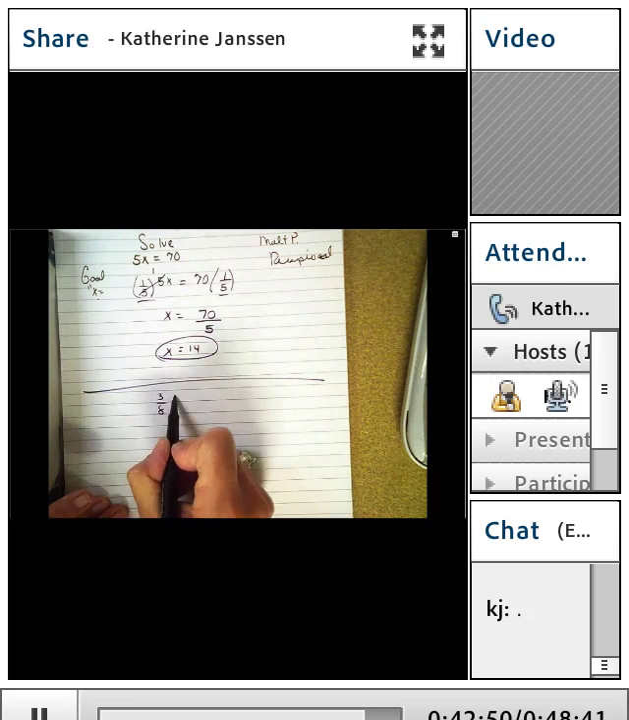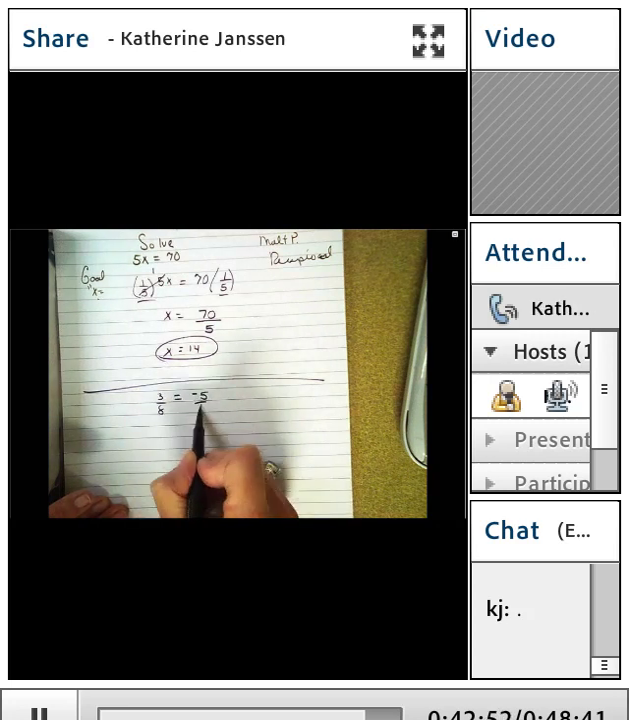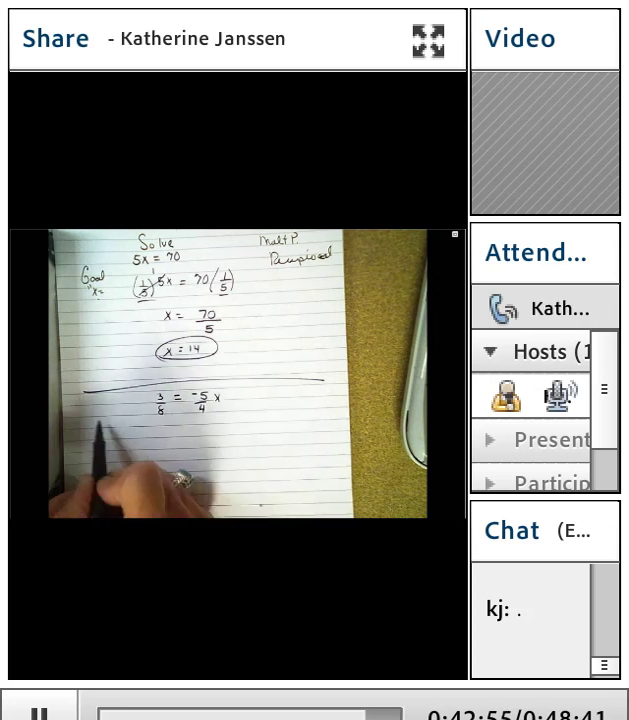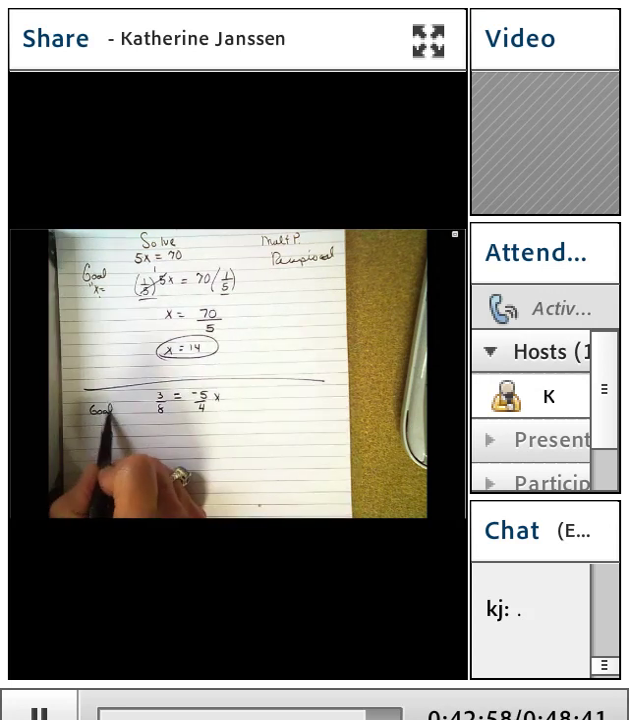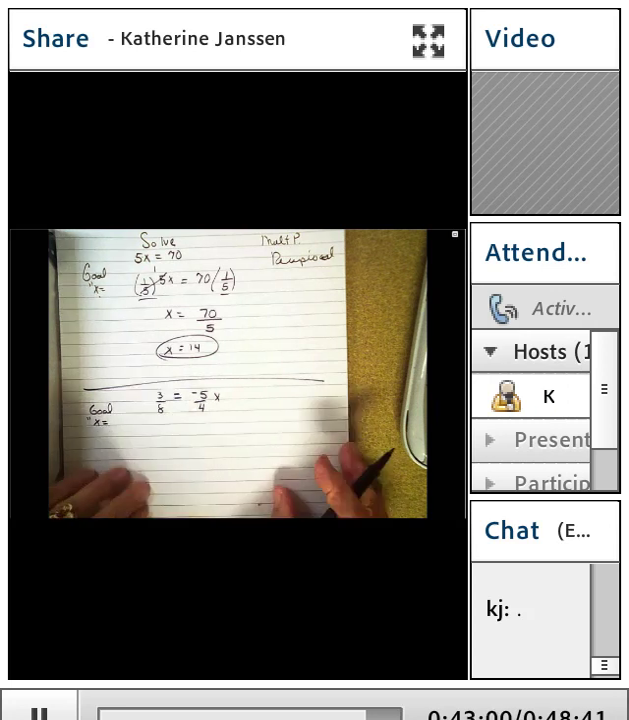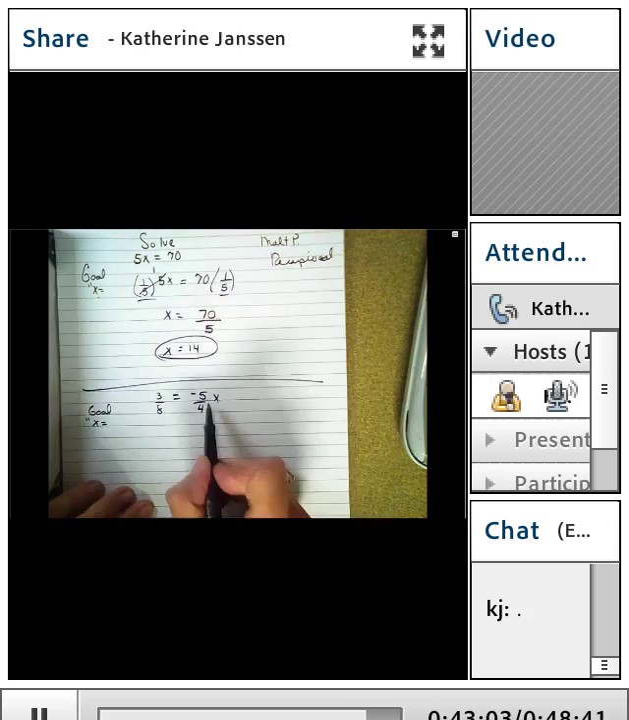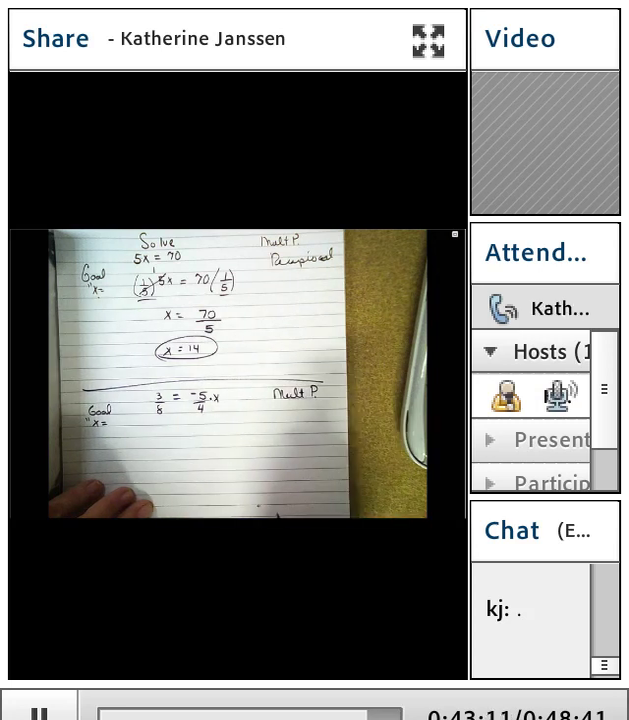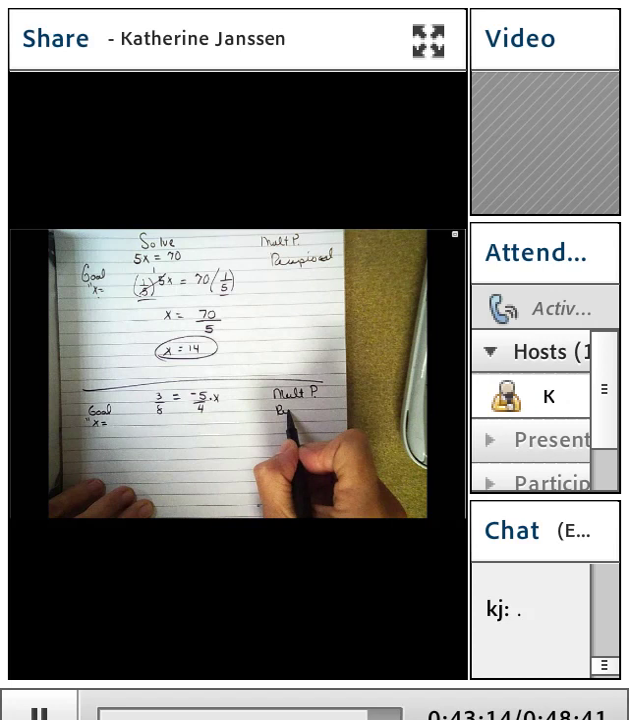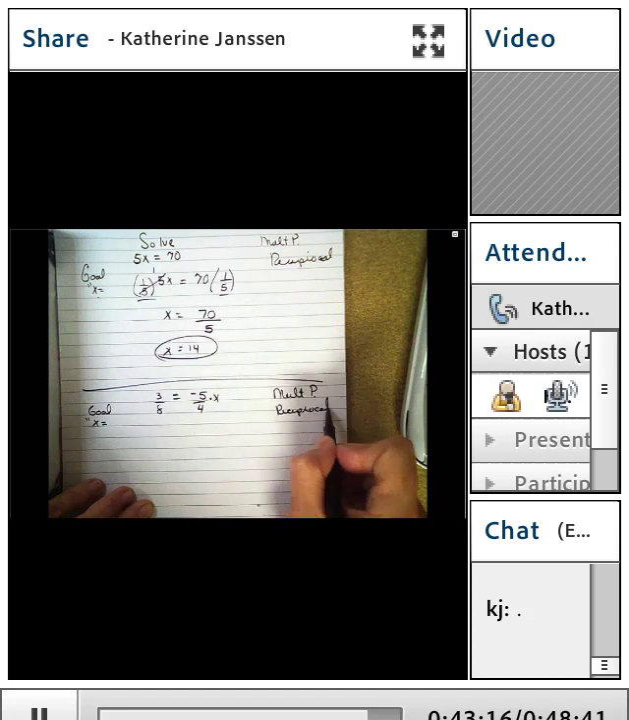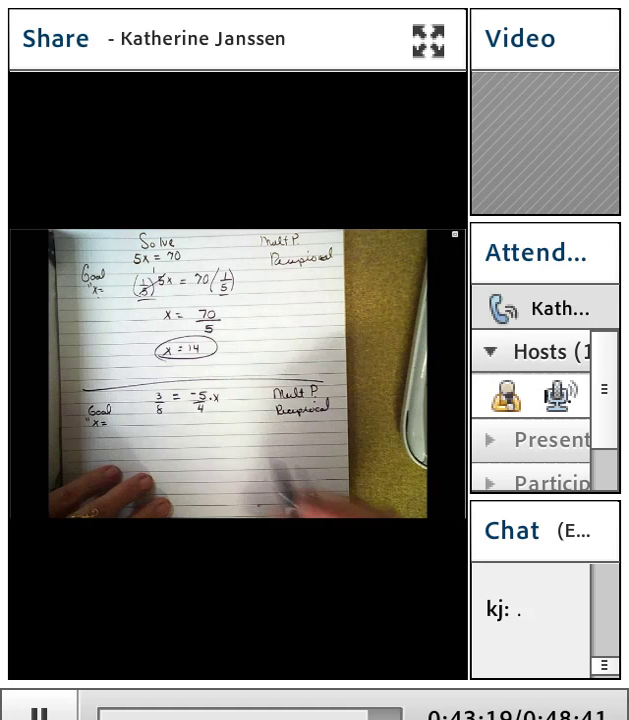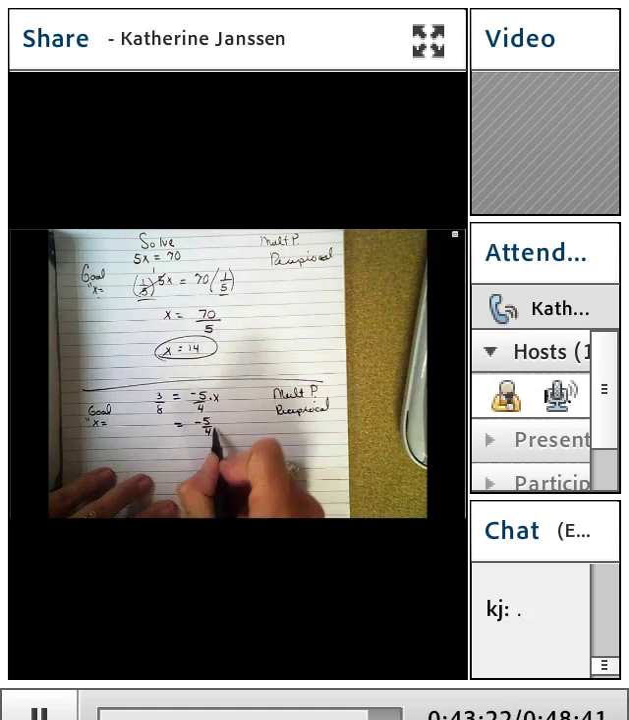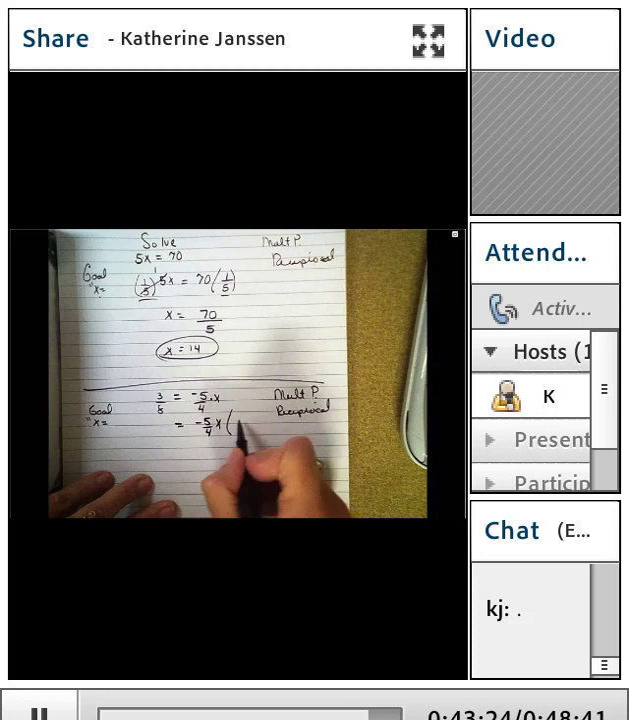3/8 equals a negative 5/4 x. I want to solve, so my goal is x equals. This is a negative 5/4 times x, so it's multiplication. I'll use the multiplication principle. I know that if I multiply by the reciprocal, a number times its reciprocal is equal to 1. So I'm going to choose to multiply this side of the equation by the reciprocal of the coefficient on x, which is flip it and keep the sign.